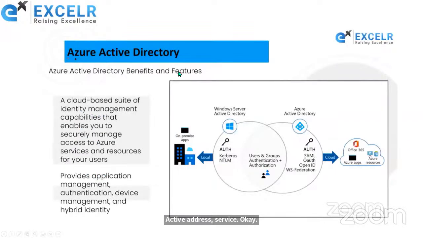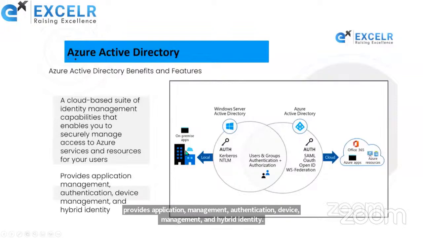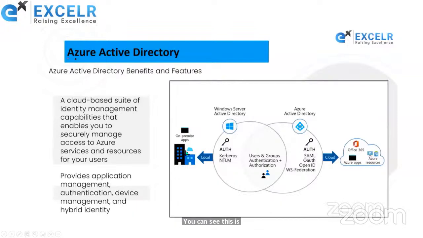So you can see Azure Active Directory benefits and features. A cloud-based suite of identity management capabilities that enables you to securely manage access to Azure services and resources for your users. It provides application management, authentication, device management, and hybrid identity. You can see this is from an on-premise environment, correct? Now I want to use the resources deployed in the Azure cloud, like Microsoft Office 365, Azure applications, the compute services in the cloud environment, and the database and storage services. Now, how can I integrate with these cloud vendor services? This can be possible with Active Directory.